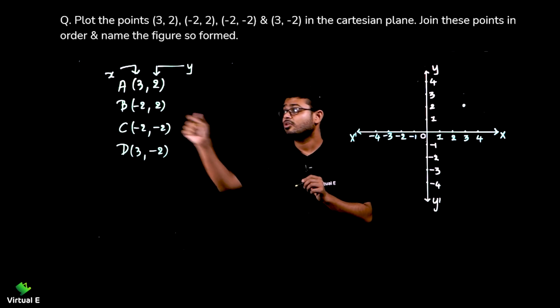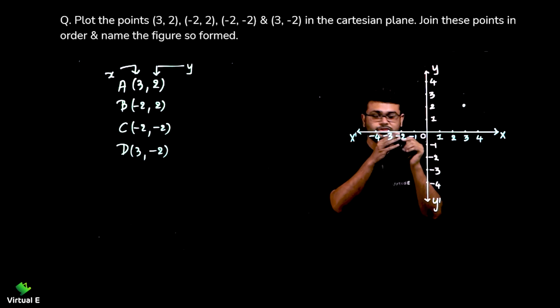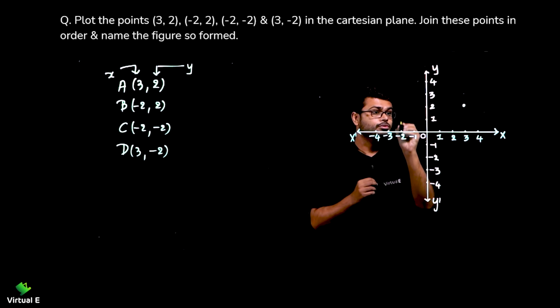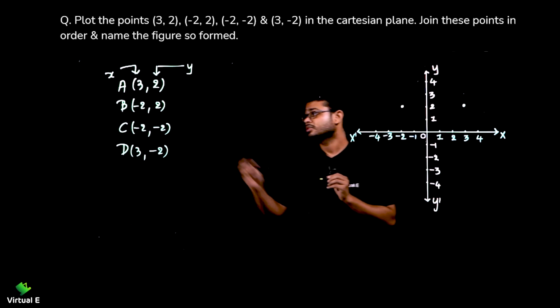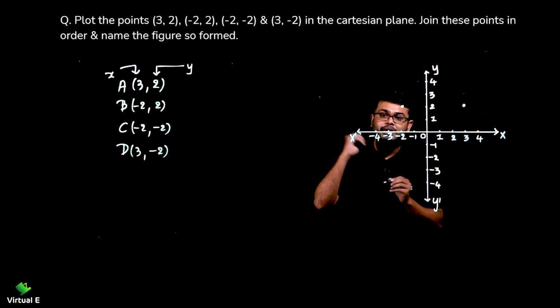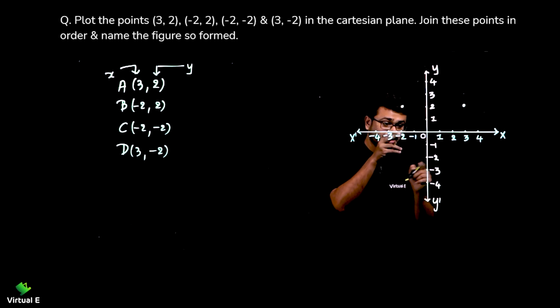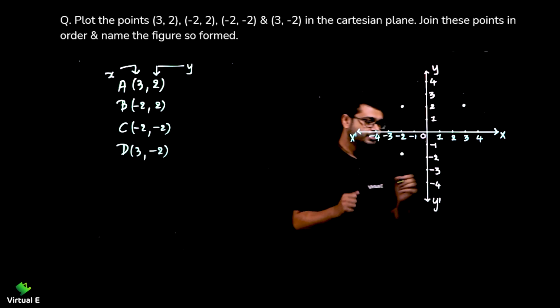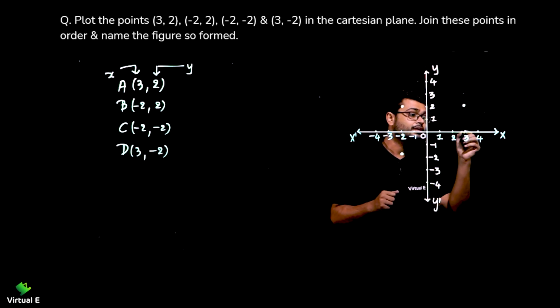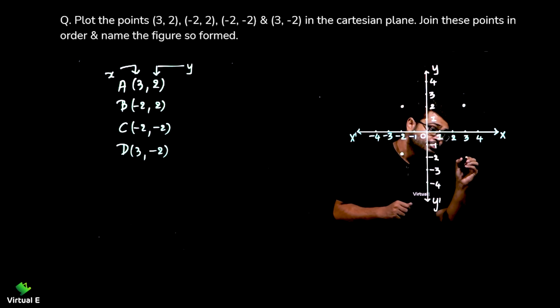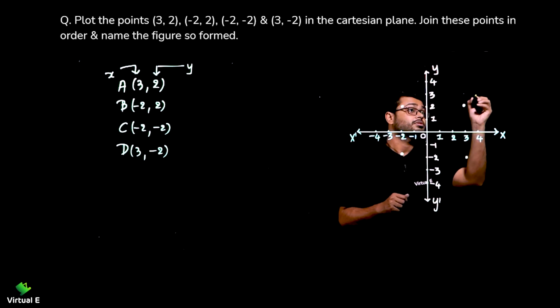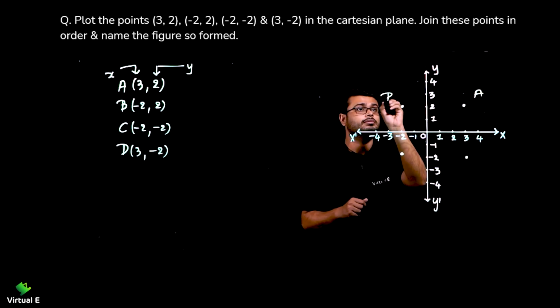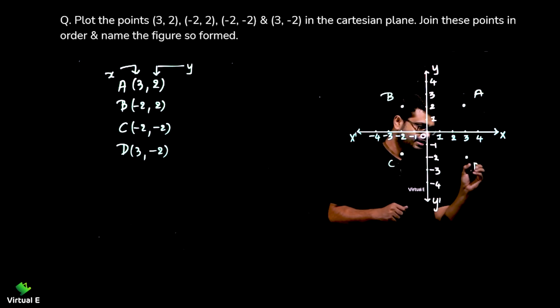Next, minus 2 comma 2. On the x-axis minus 2 and here we need to go up to 2 only. Then minus 2 comma minus 2, both axes minus 2. Here I think they are going to intersect somewhere, almost, I hope. Then 3 comma minus 2. So 3 is here, comma minus 2. So here it is. So this is point A, then B, then C, then D.